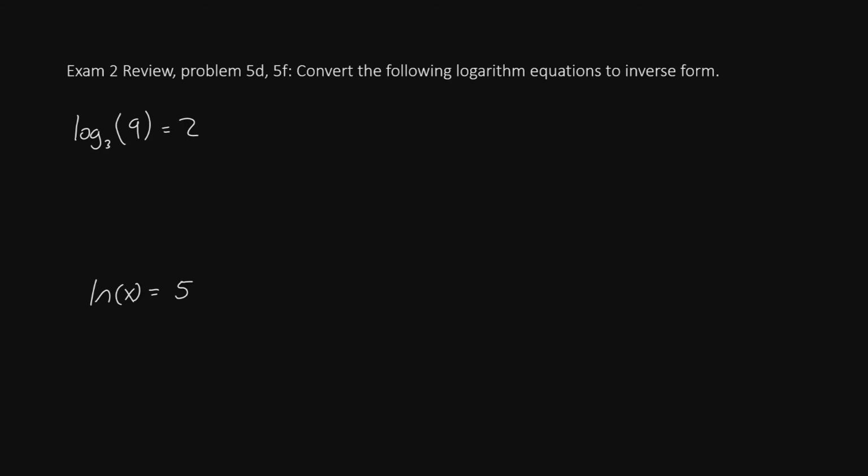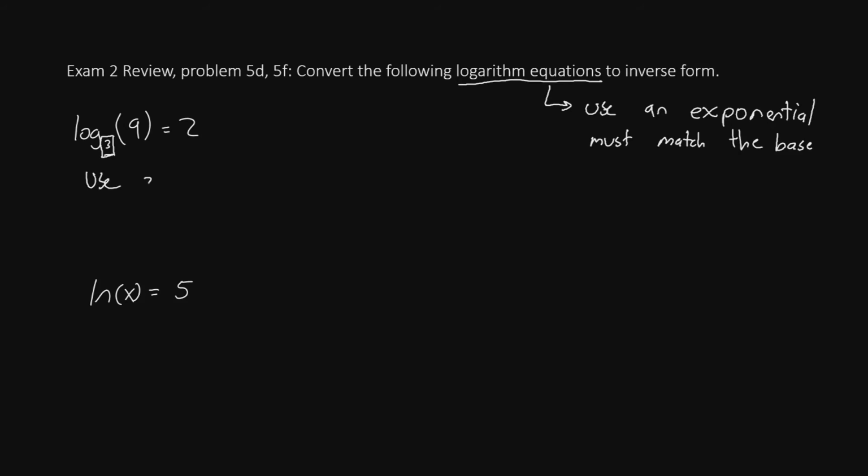Now let's look at the reverse situation in problems 5d and 5f, where we are given logarithm equations and we are asked to change those to inverse form. To change a logarithm equation to inverse form, we use an exponential. And the exponential we use must match the base of the log we start with. So if we have log base 3 to begin with, we will use a 3 exponential.